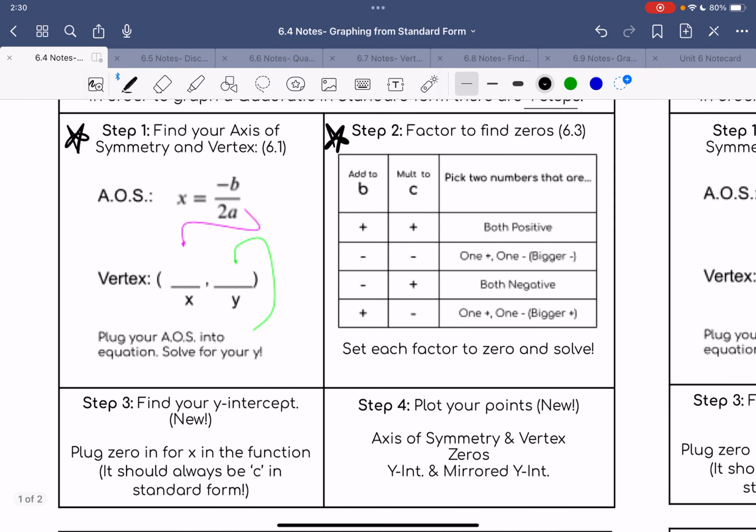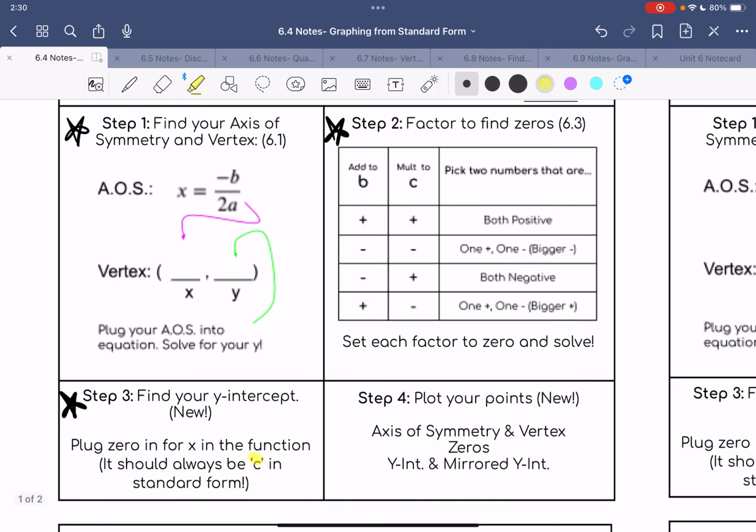We are going to find our y-intercept. That is new. We plug in 0 for x, and then your y-intercept always just ends up being your c value in these problems. So it actually is really easy because it's just your c value. When we do ax squared plus bx plus c, it's just your c value for a quadratic in standard form. So that step's new, but you really don't have to do any work. You just have to know that it's your c value.